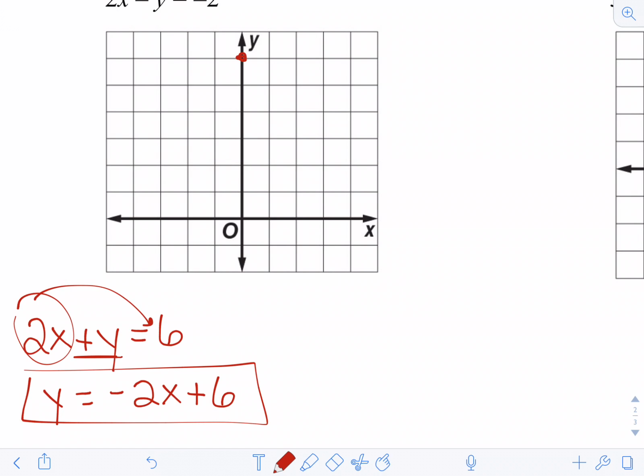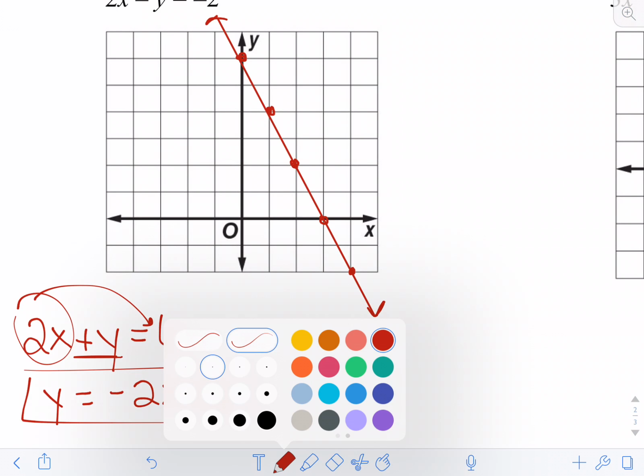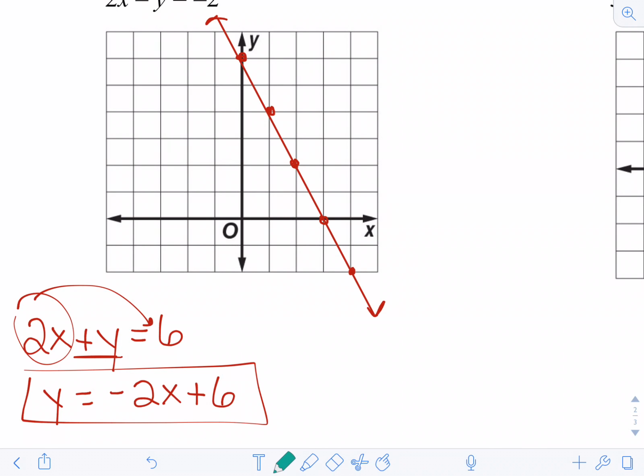And my slope is a negative 2. So I'm going to go down 2 over 1, down 2 over 1, down 2 over 1. Connect your dots. Okay, and then I have my second equation, which is 2x minus y is equal to a negative 2. So again, we're going to do the exciting move. So negative y is equal to, the positive 2x becomes a negative 2x, minus 2.